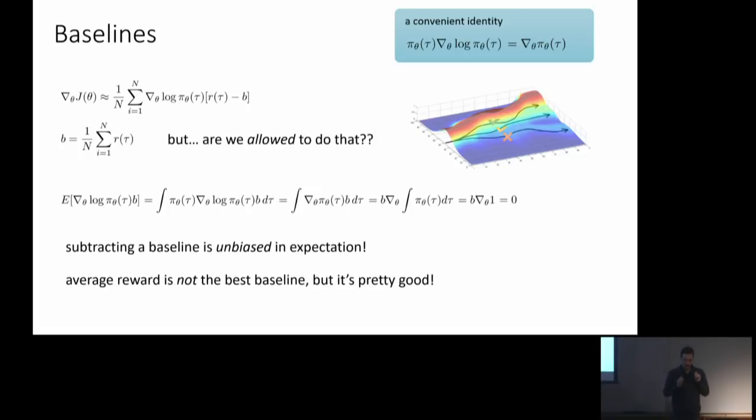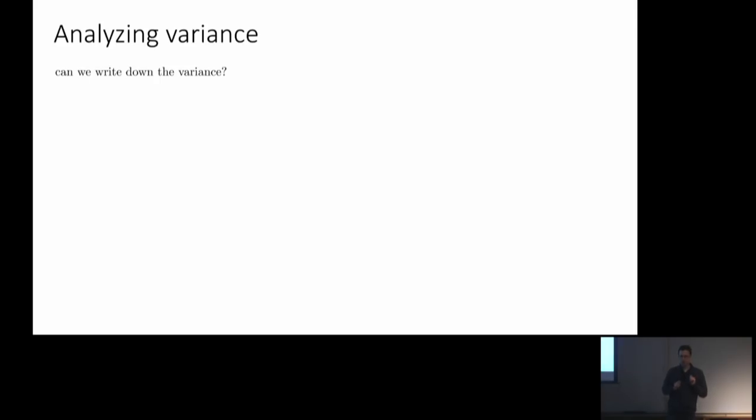OK. But now we're going to talk about what is really the best baseline. The way that we're going to figure out what is the best baseline is actually very straightforward. We're going to simply write out the equation for variance, take its derivative, and set the derivative to 0. That's how we find out what is the best anything. If you want to find the best value for some equation, take its derivative, set it to 0.